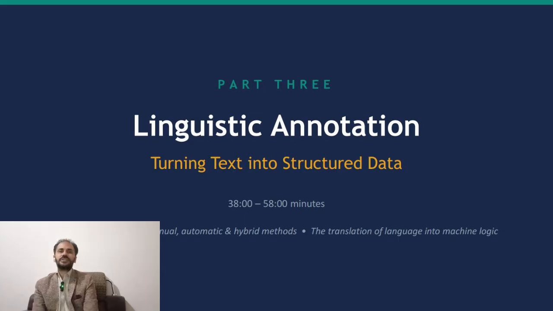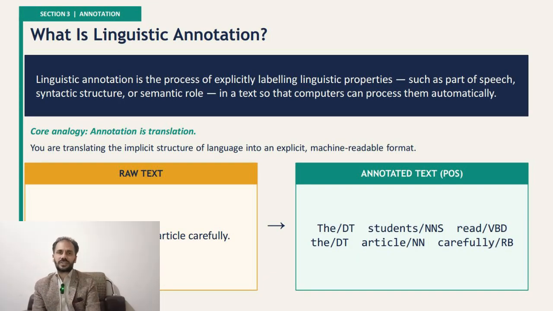Linguistic annotation is the process of adding structured labels to the text. Think of annotation as translation. You are translating the implicit structure of a language into an explicit machine-readable form. Linguistic annotation is the process of explicitly labeling linguistic properties such as part of speech, syntactic structures, or semantic roles in a text so that these properties can be processed computationally.